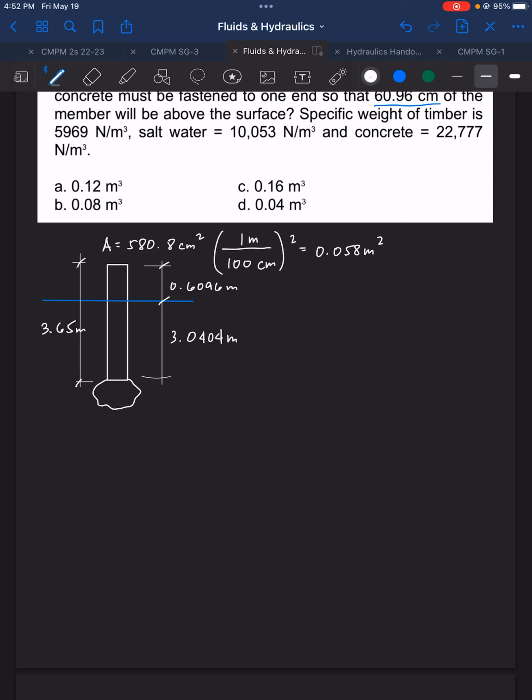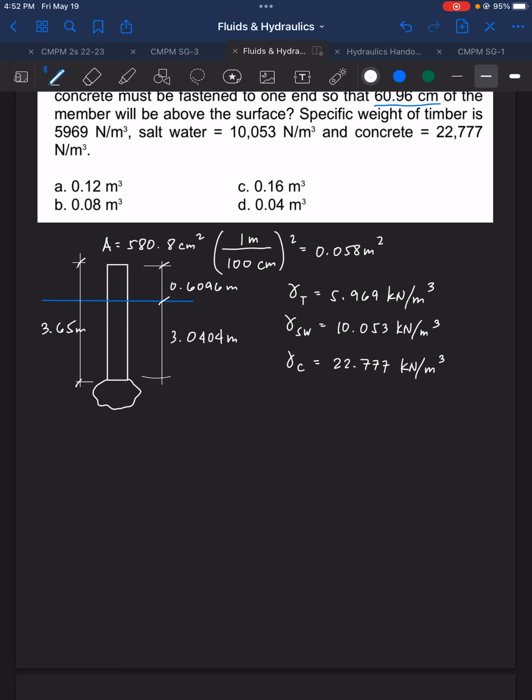Okay, given the specific weight of timber, so gamma timber is, let's just say, 5.969 kilonewton per cubic meter. Gamma of salt water is 10.053 kilonewton per cubic meter. And then we have gamma of concrete as 22.777 kilonewton per cubic meter.